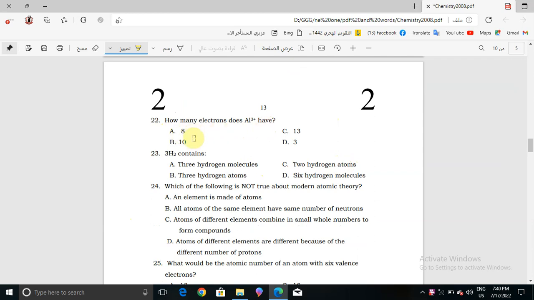It will be 8, 10, 13, or 3. It will be 10. Why? Because it says here 3+. When you mix 3+, that means it will be negative, and we have the electrons, so the correct answer will be 10.